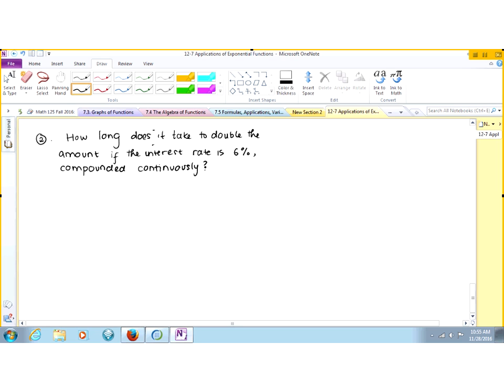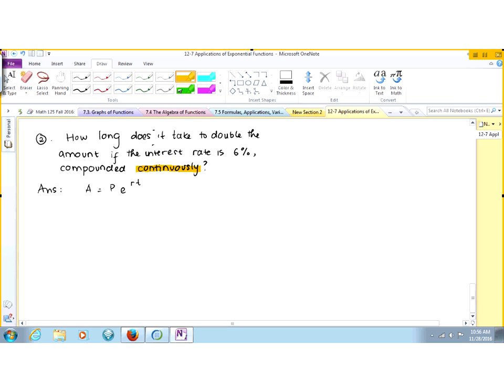Now, let's talk about what formula we're going to use. So A is equal to P e raised to the rt. How come I use this formula and not the other one? Yes, we're talking about compounded continuously, not many times a year, right? So that's why we are using this formula.